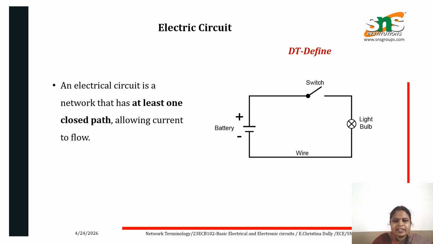The next one is the electric circuit. What do we mean by an electric circuit? An electrical circuit is a network that has at least one closed path. It allows the current to flow in it. For example, we have a battery, a light bulb, wire and a switch connected. Here we are forming a circuit. The forming of a circuit is nothing but the network, and it is the closed path. Here we are allowing the current to flow through it.